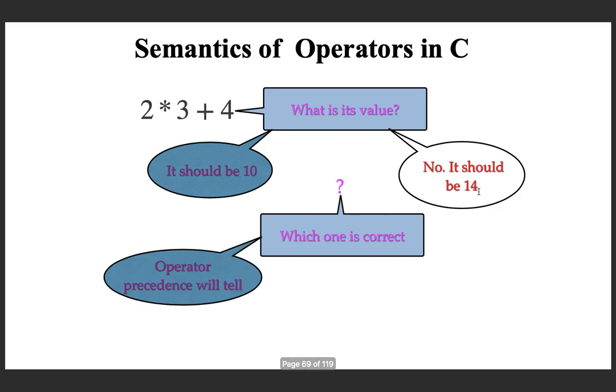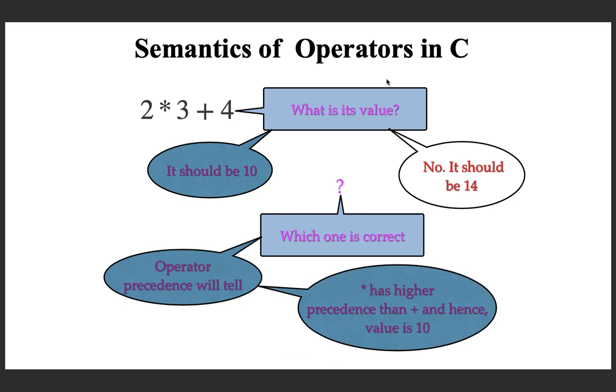It is actually decided by what is called operator precedence. Okay, and later you can look at the precedence, and actually multiplication has higher precedence than addition, and hence multiplication is performed first because it has higher precedence. The operator with the higher precedence in an expression will be evaluated first. So there is no confusion. This will be evaluated first and hence the value is 10.